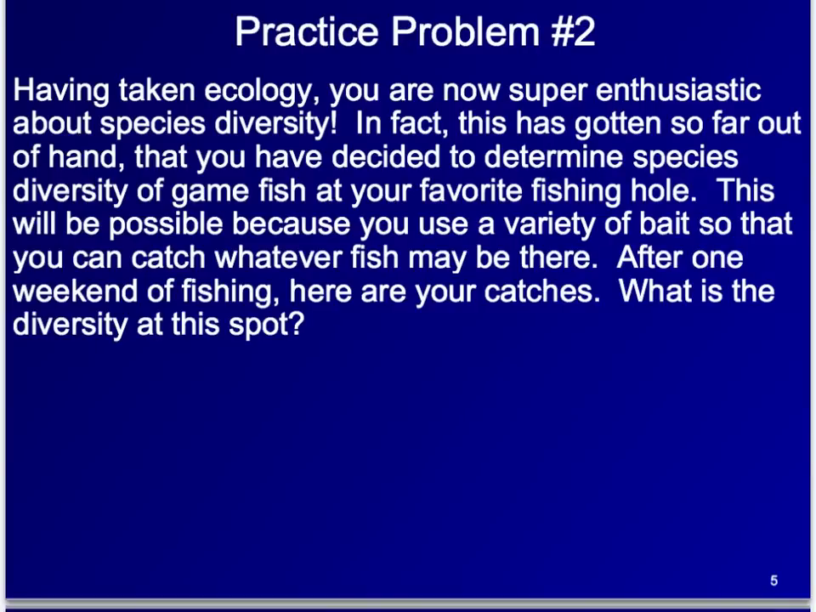This next problem is intended to show you that any way that you can get a sample of your community of interest, you can determine the species diversity. However, keep in mind that when we talked about mark recapture studies, the method of trapping or capturing is extremely important because there's bias in each method.